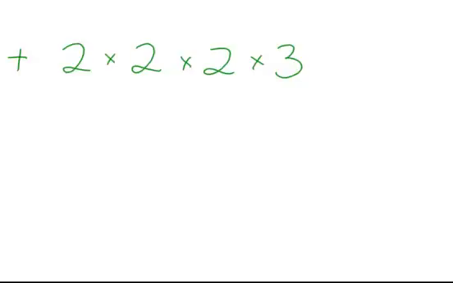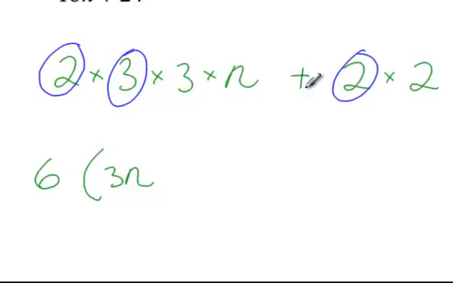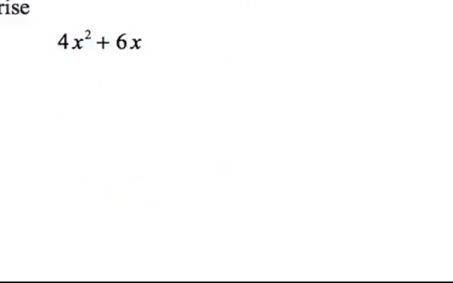So what's common between these two terms? Here's one term, here's the second term. We have a 2 here and a 2 here. So we can factor that out. We have a 3 here and a 3 here. We can factor that out. And that's it. So we can factor out 2 and 3 from each of these. 2 times 3 is 6. So we can factor out 6. What's left in our first term of 18n? Well, we have 3n. What's left in our second term of 24? Well, it's 2 times 2, so that's 4. If we wanted to check this, 6 times 3n is 18n. 6 times 4 is 24. So we have indeed factored that equation.